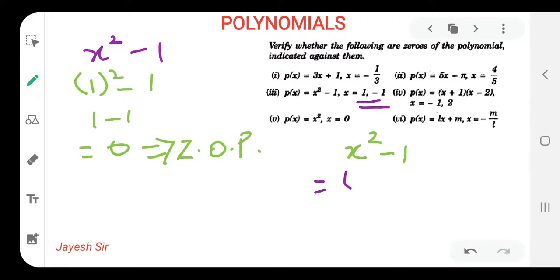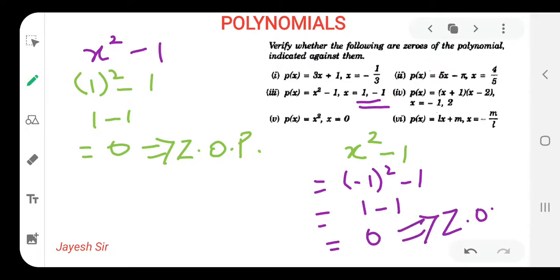So here I will put minus 1 square minus 1. Minus 1 square, that means 1, and 1 minus 1, 0. Then we can say, friends, that values of x minus 1 and 1 both satisfy the following problem, and we can say that both of them are zeros of the polynomial.